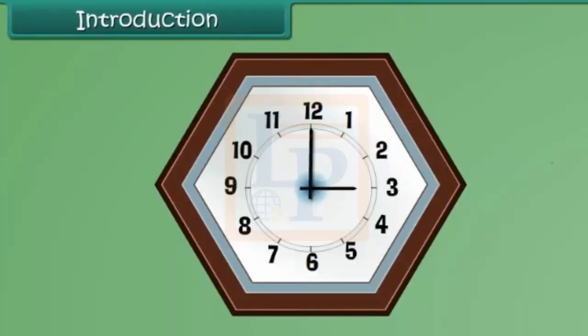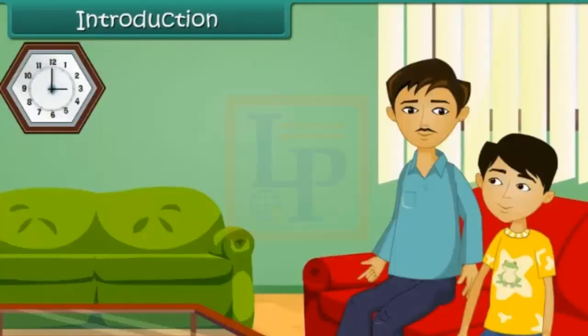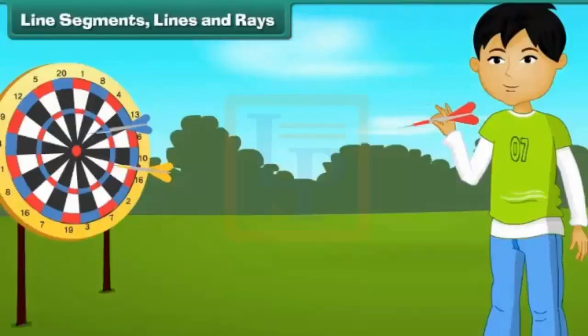Sure, the clock has 6 sides and it's a hexagon. Wonderful, Vijay. You have learnt your geometry well. Children, in this lesson, you will learn the basics of geometry, line segments, lines, and rays.